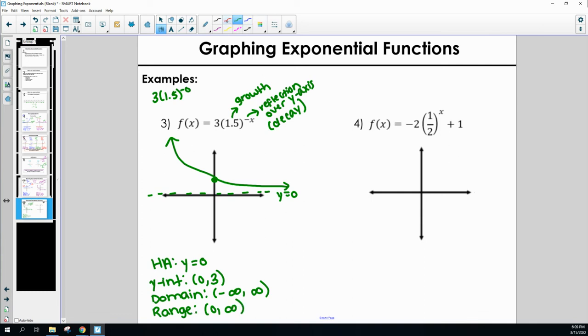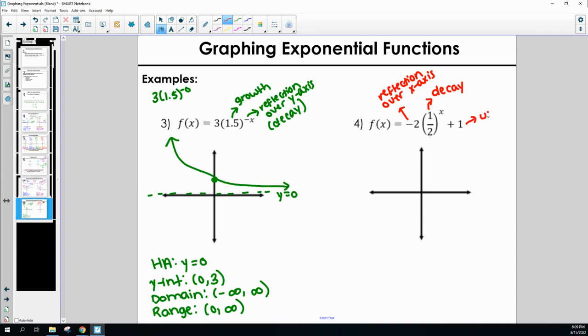Okay, and then this last example, we look at the b. So the 1/2, that's between 0 and 1. So this is a decay function. Then we want to look for transformations. So we see a negative in the front. That means that it's a reflection over the x-axis. And that does not change it to a growth from a decay. It only happens when it's a reflection over the y. So it's a reflection over the x.